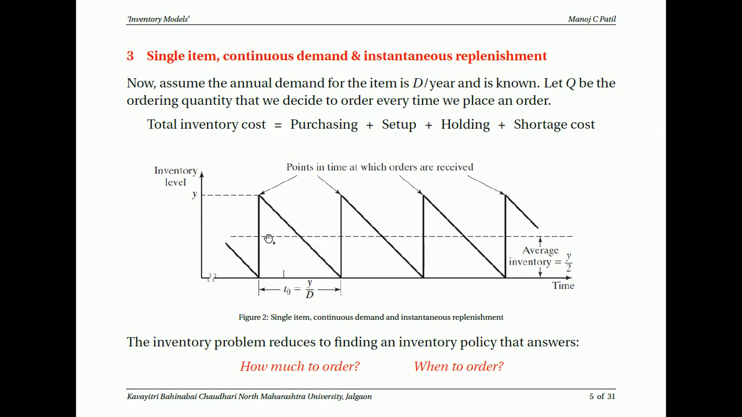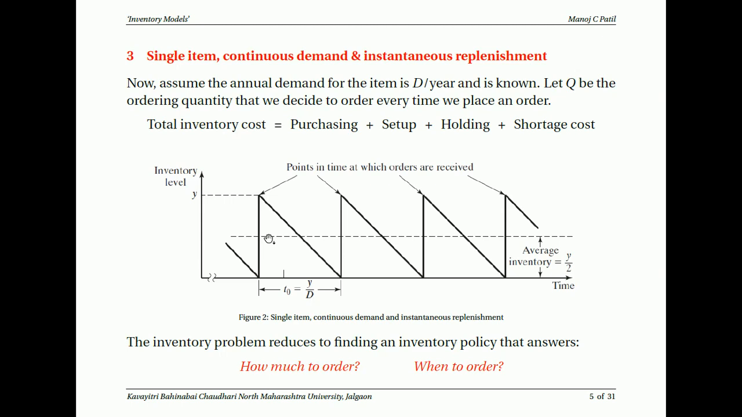Purchasing cost might be fixed for all. Setup cost, that is ordering cost. Suppose we have to file a quotation or something. Holding cost: for the ice cream case, we have to hold that ice cream for a 1 month period, so that is the holding cost. Shortage cost: if there is any penalty, then it is the shortage cost.